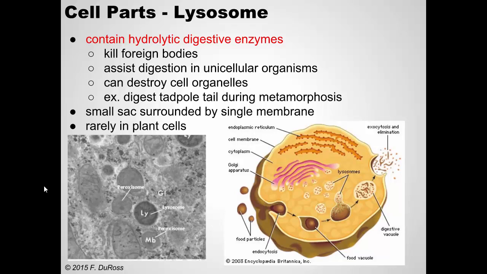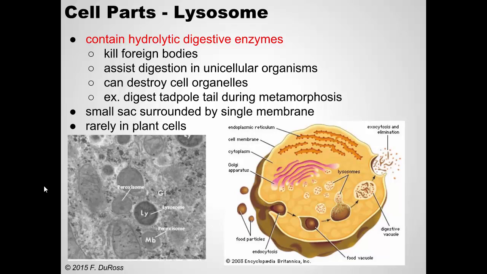In unicellular organisms like paramecium, after they ingest food and it gets stored in a little food vacuole, the lysosome merges with the food vacuole and releases its enzymes to break down that food. Cell organelles also age and, when they are no longer functioning, need to be broken down eventually. The lysosome can do that. In the tadpole, for example, as it reabsorbs its tail while it metamorphoses into a frog, lysosomes are involved in breaking down the tissue that made the tail.